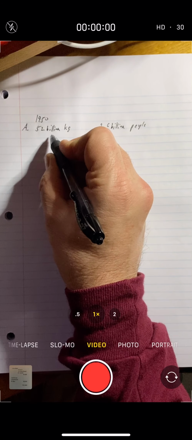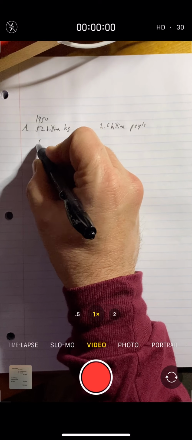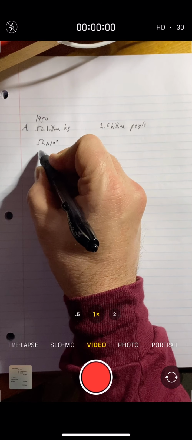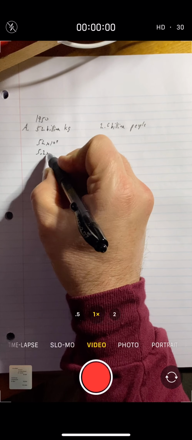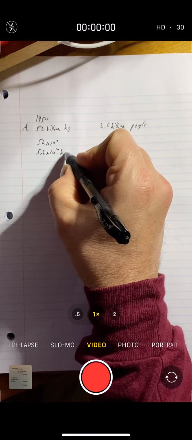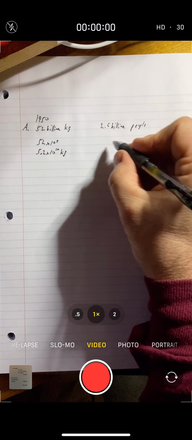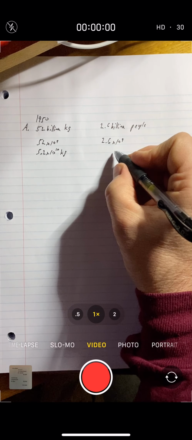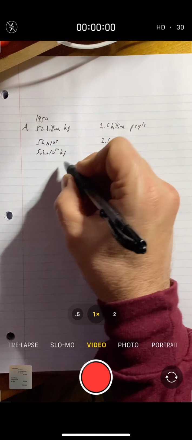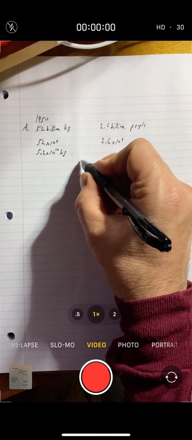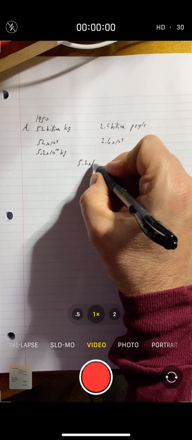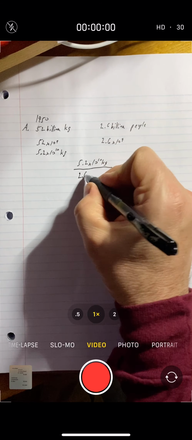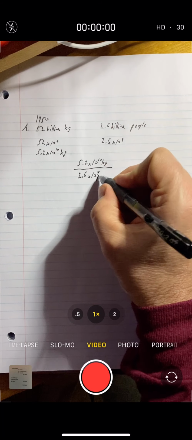The 52 billion, knowing that billion is 1 times 10 to the 9th. So if you started off with 52 times 10 to the 9th, one additional place needs to be moved over, so it's 5.2 times 10 to the 10th kilograms. 2.6 billion people, same thing, 2.6 times 10 to the 9th. Well, that's already in the form we need it. That's how many people there are. So in setting this up, the first point would have come from saying 5.2 times 10 to the 10th kilograms divided by 2.6 times 10 to the 9th people.